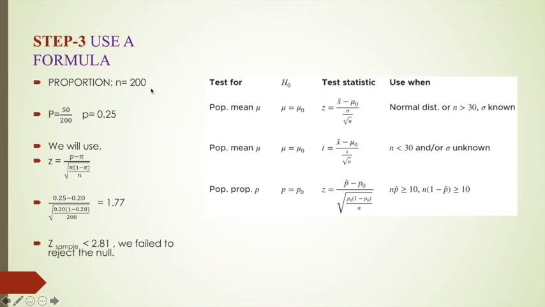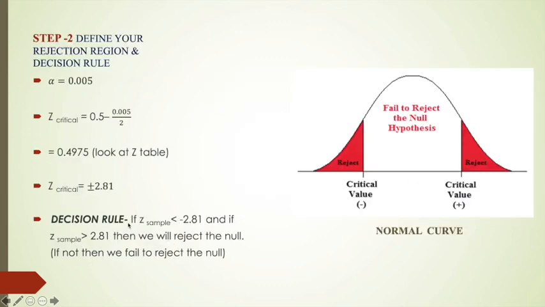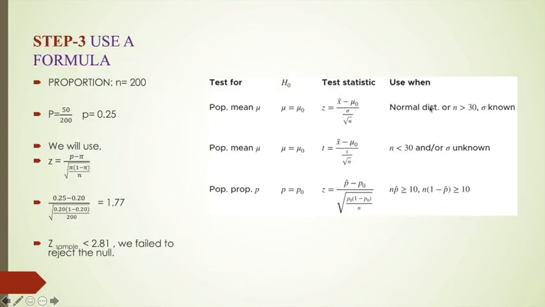We have been given n equals 200, as I said. To find the sample proportion, I use 50 upon 200 and I get p equals 0.25. Now we'll use this formula, the third one. Z sample equals p minus pi upon the square root of pi times 1 minus pi upon n. When I use this, I get the answer: z sample is 1.77. Clearly, 1.77 comes here, which means we have failed to reject the null hypothesis.